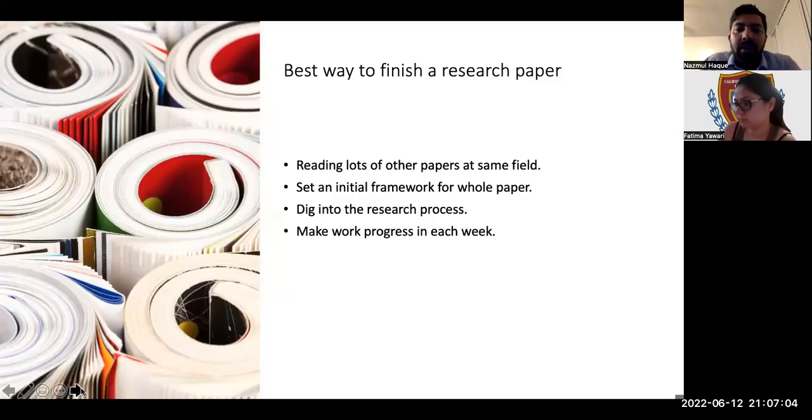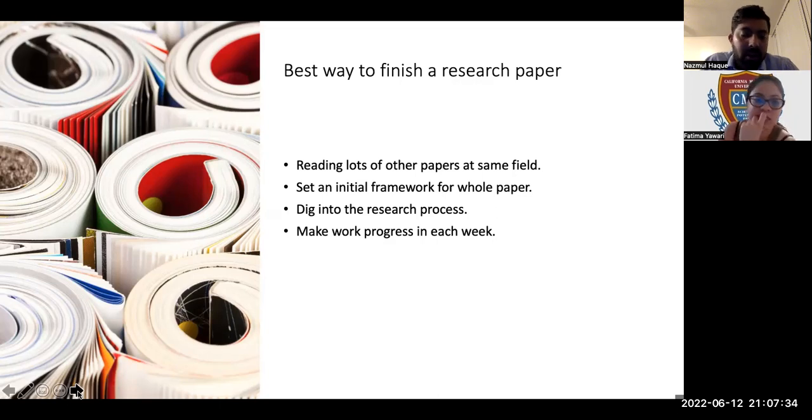The best way to finish your research paper, I would say, is reading a lot of papers in the same field. It will help a lot, because if there is some problem and you don't find the answer, but you read more on the same field and related topics, then probably you'll find something related to your problem and the answer you're looking for. Also the initial framework helps to finish the research on time.